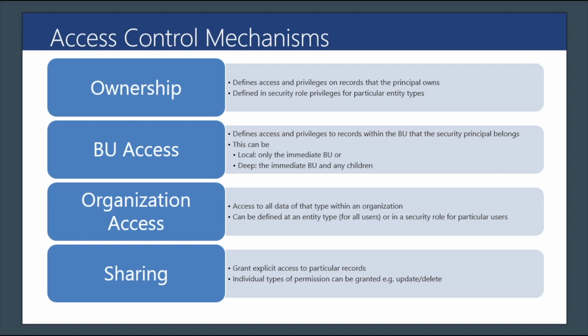We also have what's called sharing within Dynamics 365, and this allows for granting explicit access to specific records within the system. It also allows for granting various types of permissions. So when you go to share a record with another user or team, you have the ability to define whether that user or team would be able to update the given record, delete it, or just view it. And we'll get into that in a bit more detail later in the presentation.